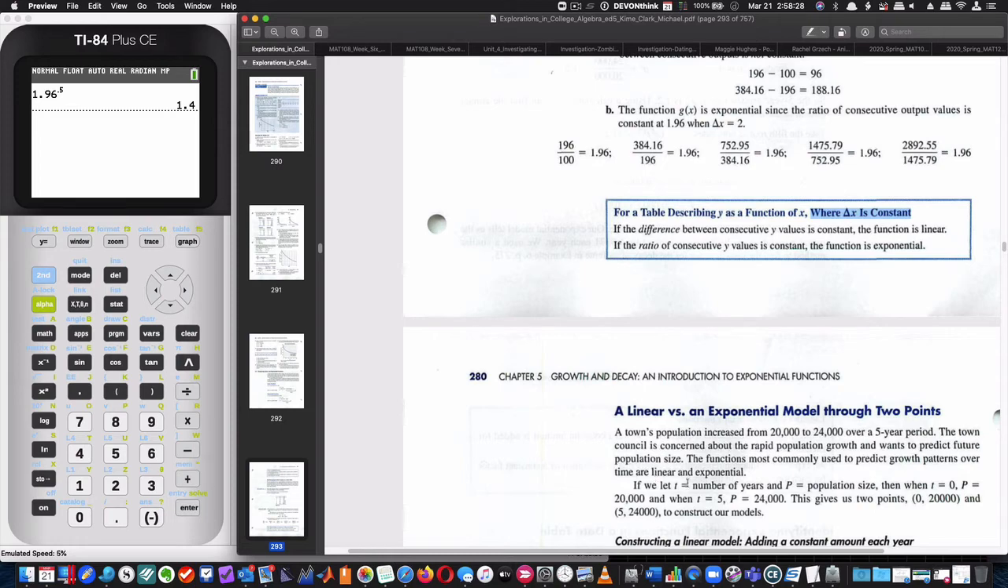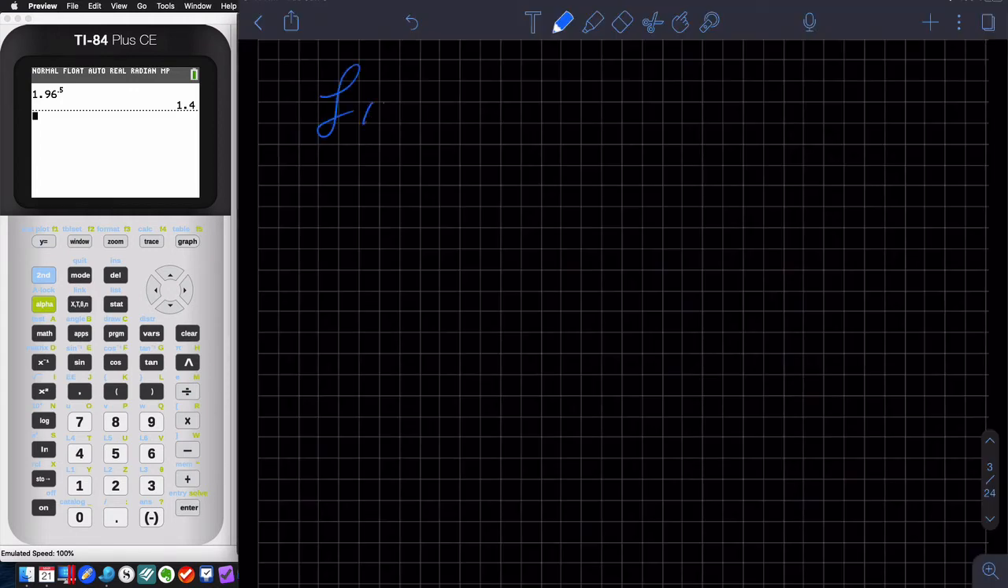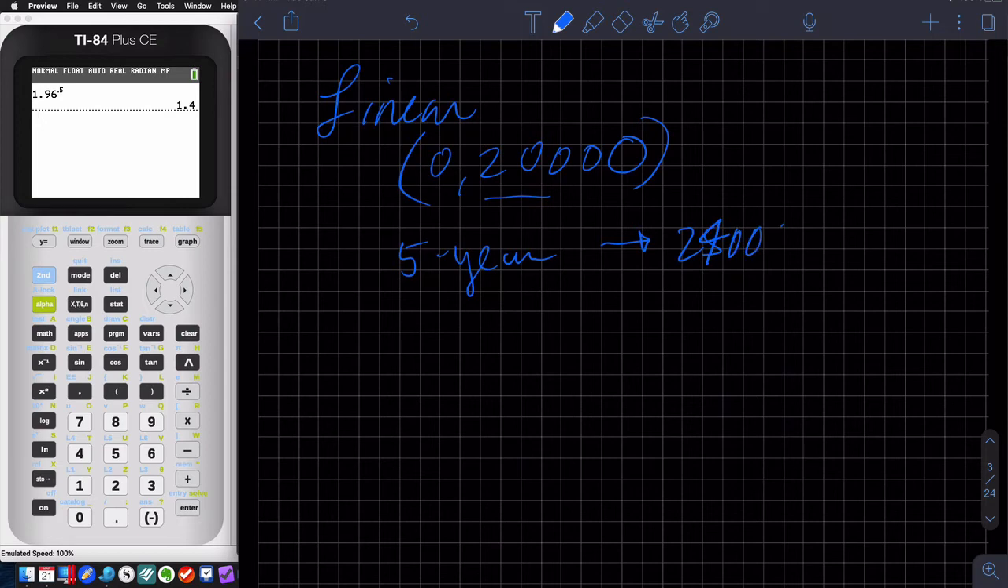If we let t equal the number of years and p equal the population size, then when t is equal to 0, p is equal to 20,000. So what they're telling us is how do we build an exponential model versus how do we build a linear model. If I were to build a linear model, I would have 0, 20,000 as a point, and that's going to be for both a linear or exponential model. So that means this is my y-intercept, right? Now, at the end of the 5 years I had 24,000 people, so if I want to find the average rate of change, my second point is 5, 24,000.